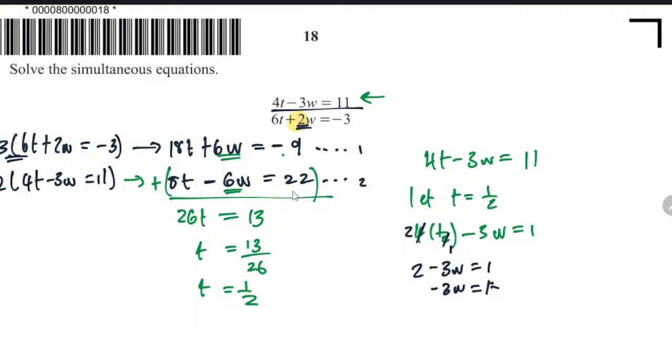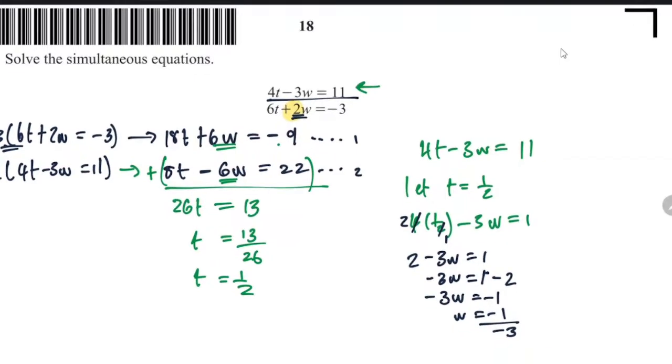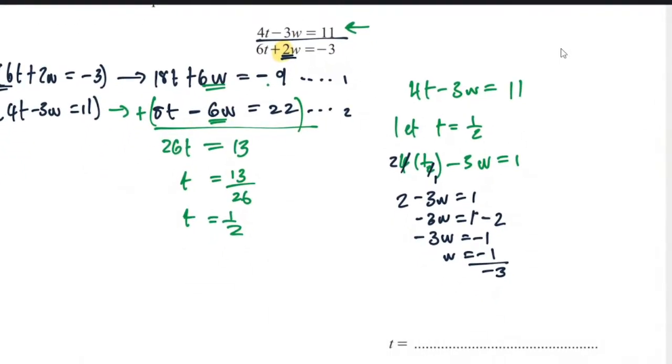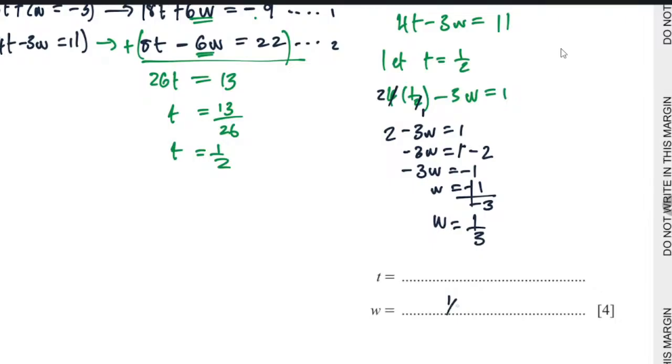Are we together? Then 2 goes to the other side, it will subtract. So you say minus 3W is equal to, this becomes minus 9. Then W will be equal to minus 9 divided by minus 3. So here, can you see this? You take the negative to the other side, they'll cancel, you get W is 1 over 3. So here you say 1 over 3, here you say 1 over 2.